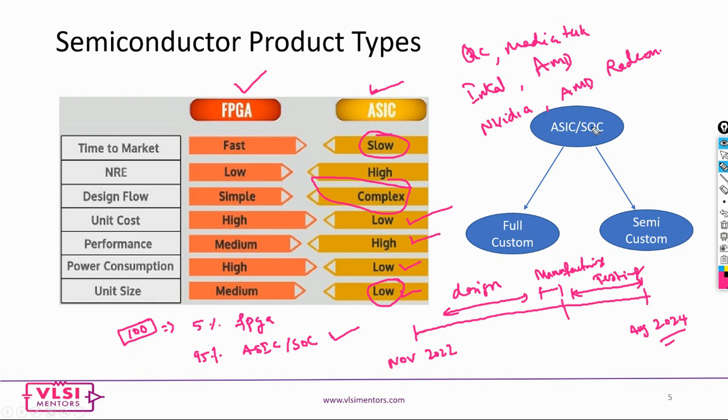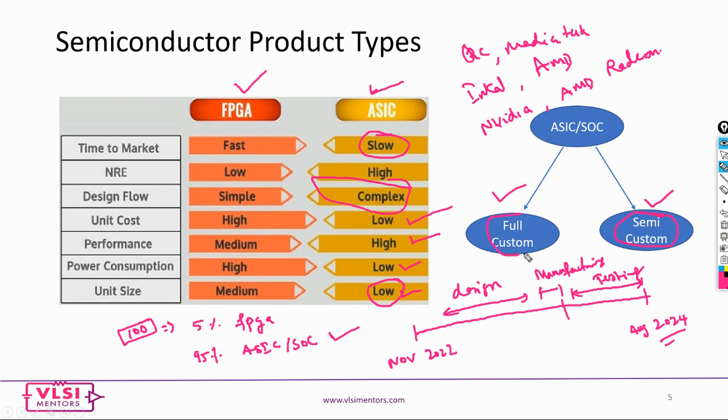If you look at ASIC, there are two categories. One is a full custom category, and the second is a semi-custom category. Among these two, which is more famous in terms of design? We always go for semi-custom, because you can add more and more logic, and there is a better way of implementation when it comes to semi-custom.